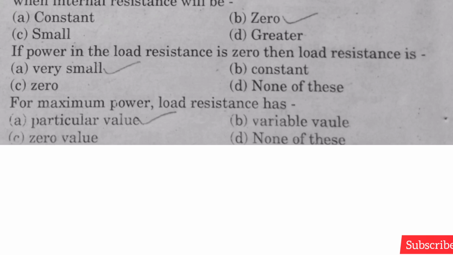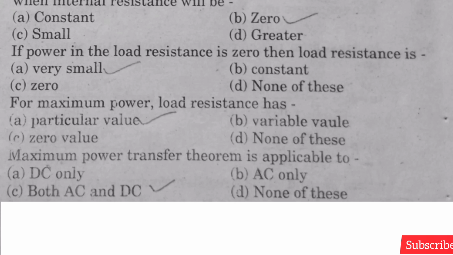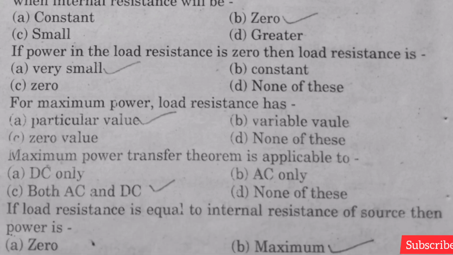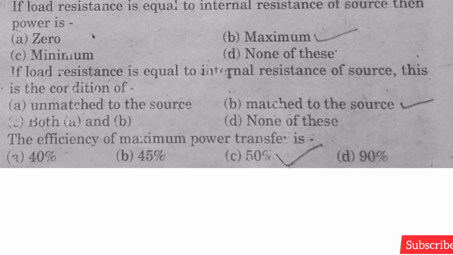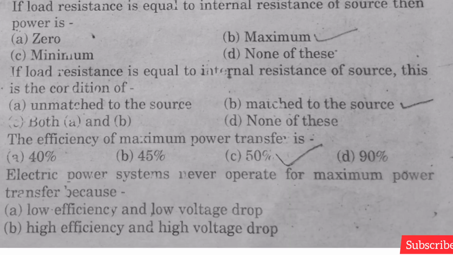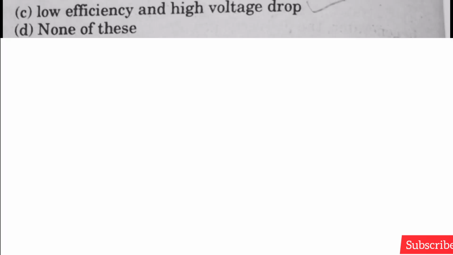For maximum power, load resistance has a particular value. Option A is right. Maximum power transfer theorem is applicable to both AC and DC sources. If load resistance is equal to internal resistance of source, then power is maximum. Option B is right. If load resistance is equal to internal resistance of source, this is the condition of, option B is right. The efficiency of maximum power transfer is 50%. Option C is right. Electric power systems never operate for maximum power transfer because, option C is right.